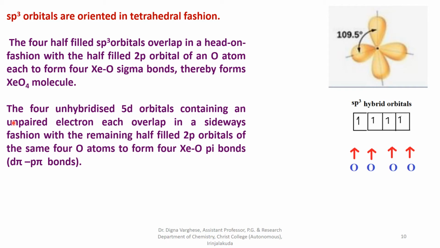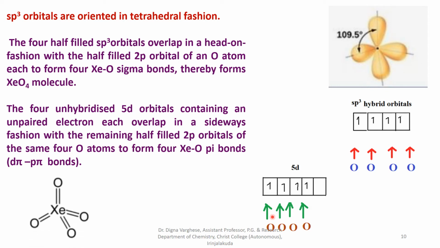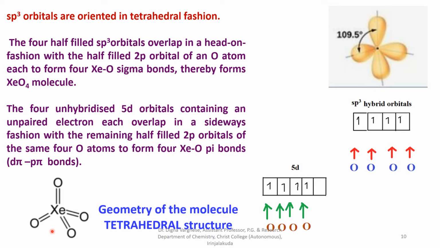There are 4 unhybridized 5d orbitals that contain an unpaired electron each that can overlap in a sidewise fashion with the remaining 2p orbitals of the same 4 oxygen atoms, forming XeO dπ-pπ bonds. Therefore, the structure of xenon tetroxide is tetrahedral and there are no lone pairs, only 4 bond pairs. So the bond angle is 109.5 degree.